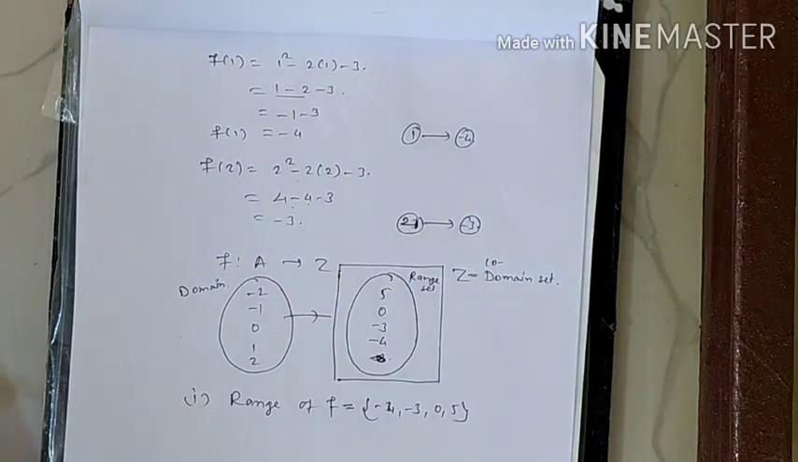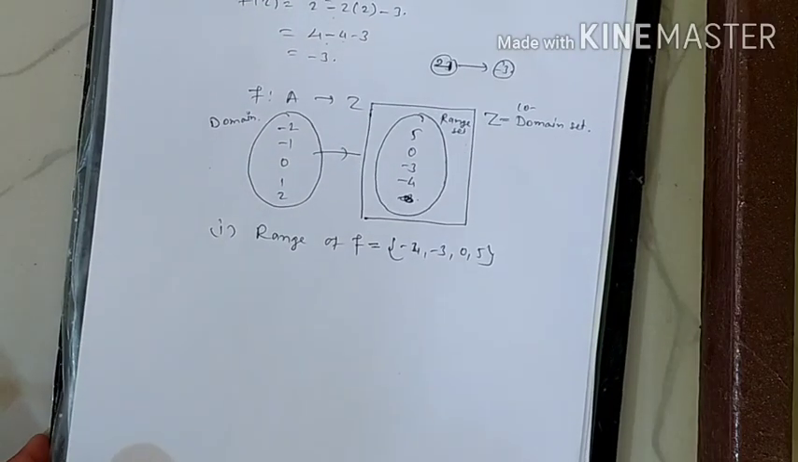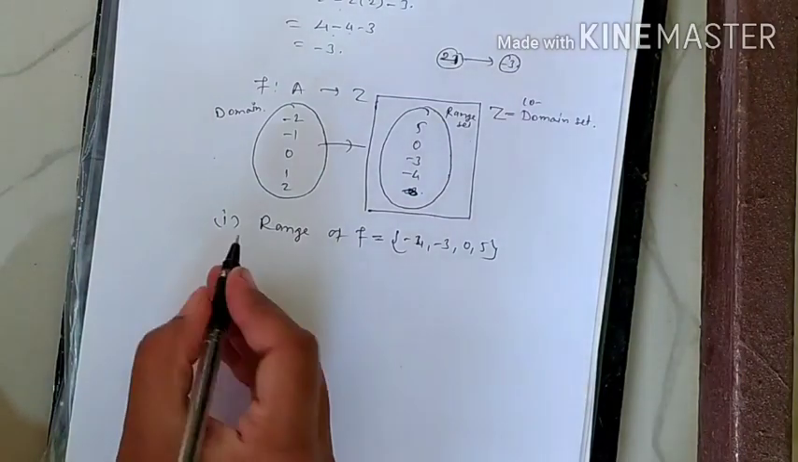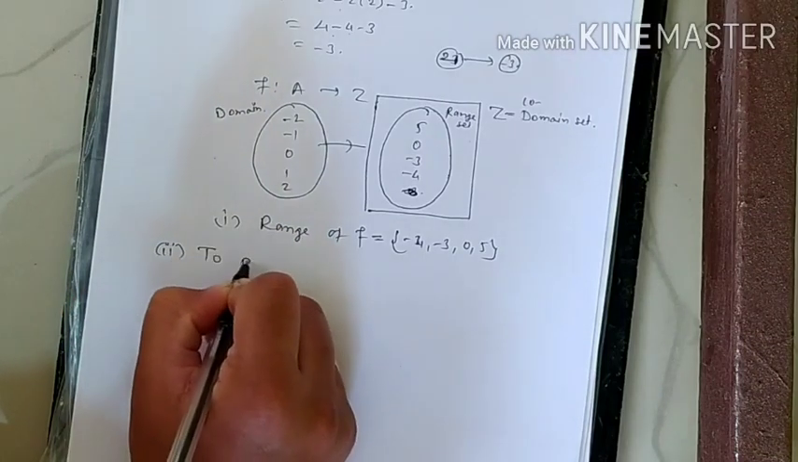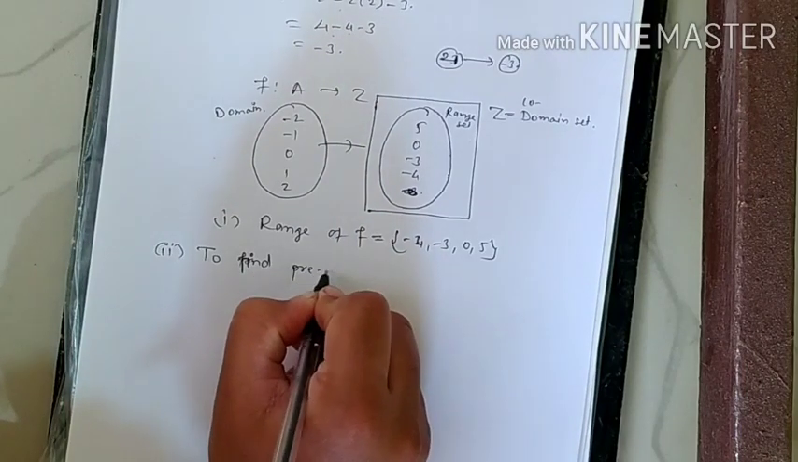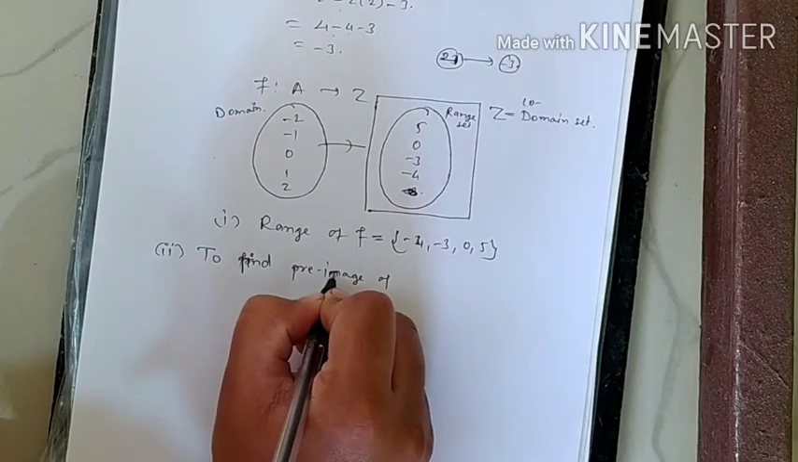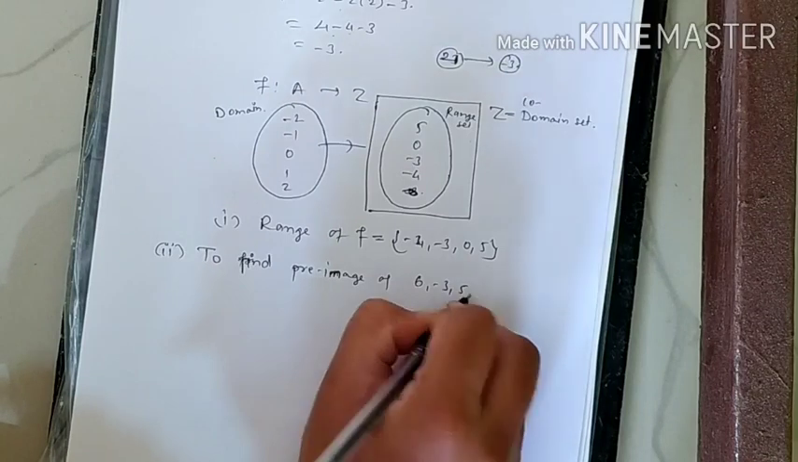Okay, so the next question. I have shifted the writing pad. Is it correct? It is correct. Now the second question: find the pre-image of 6, minus 3 and 5.